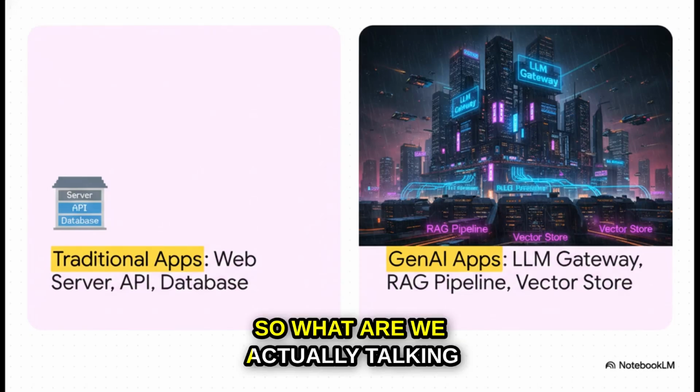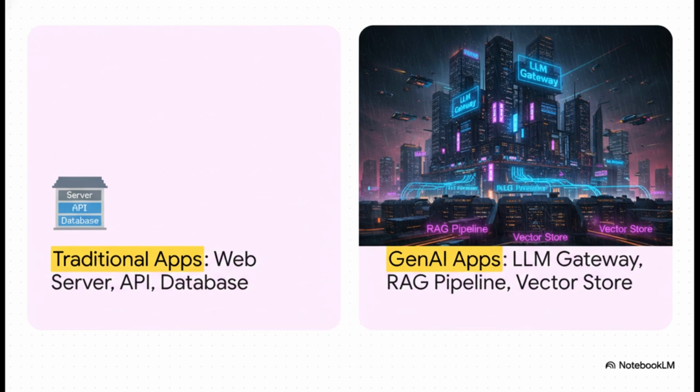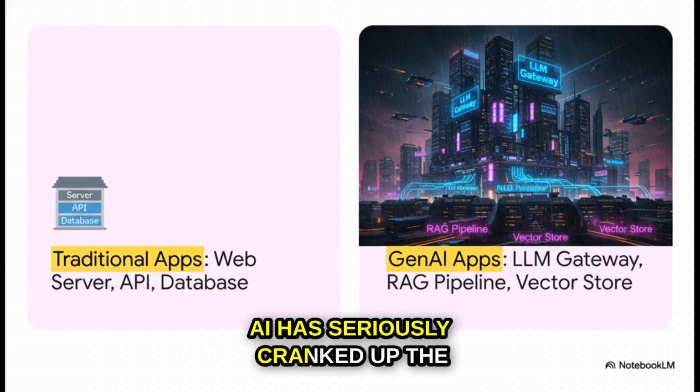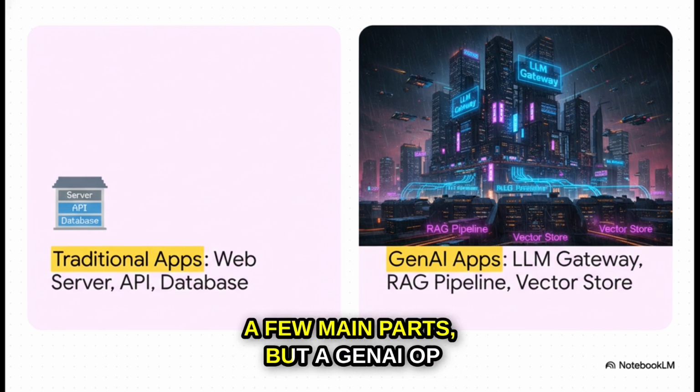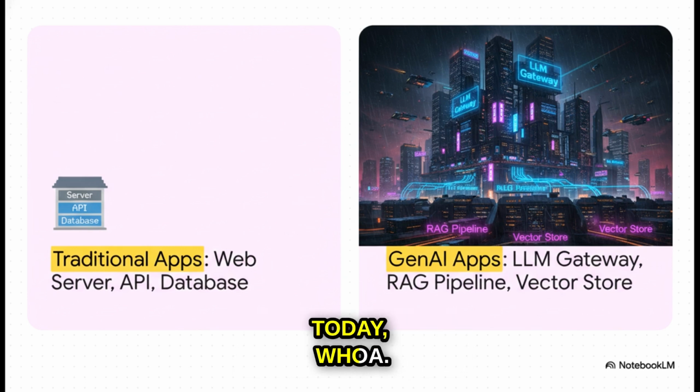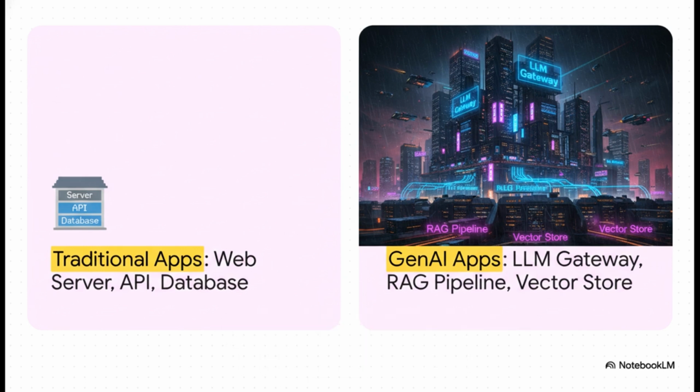So, what are we actually talking about here? Well, this comparison says it all. AI has seriously cranked up the complexity. A classic web app had a few main parts, but a Gen AI app today? Whoa, it's a completely different animal. You've got all these new, specialized parts that all have to talk to each other perfectly.